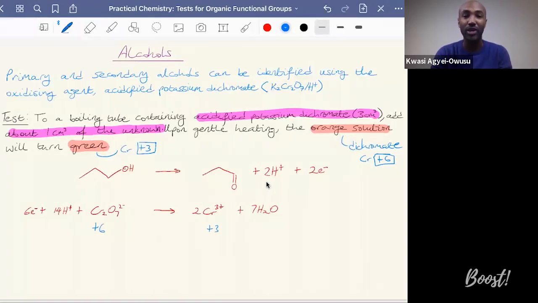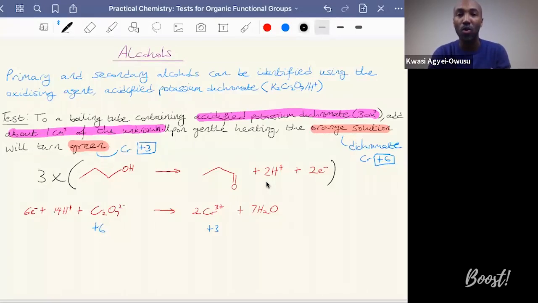Okay, and of course, in order to supply the 6 moles of electrons that you need, you're going to need more than 1 mole of your alcohol to supply those electrons. In fact, you're going to need 3 moles of your alcohol to do that. So we need 3 times there to produce the right number of electrons. And of course, you can then sum up the 2 half equations to get the overall equation.